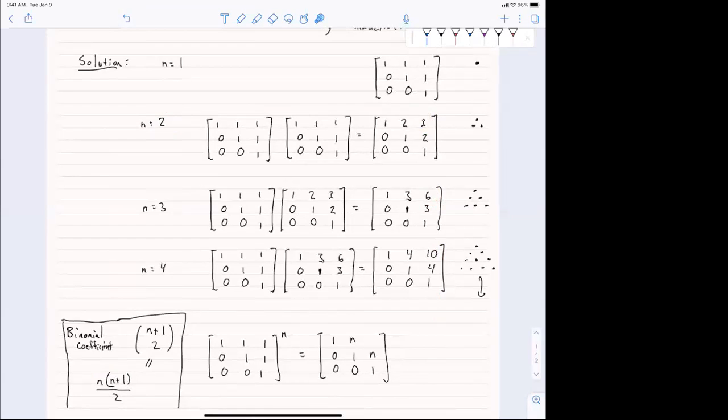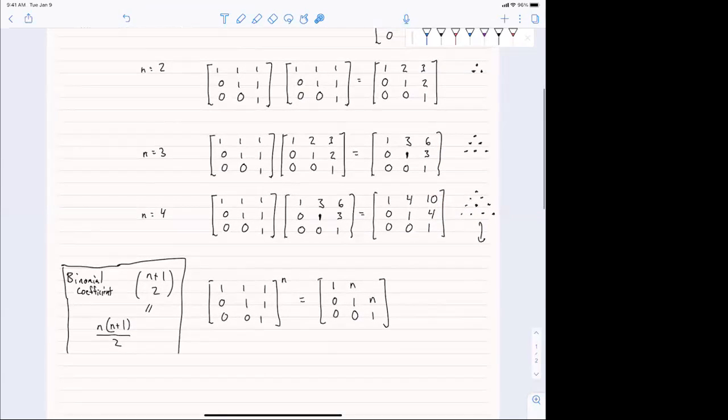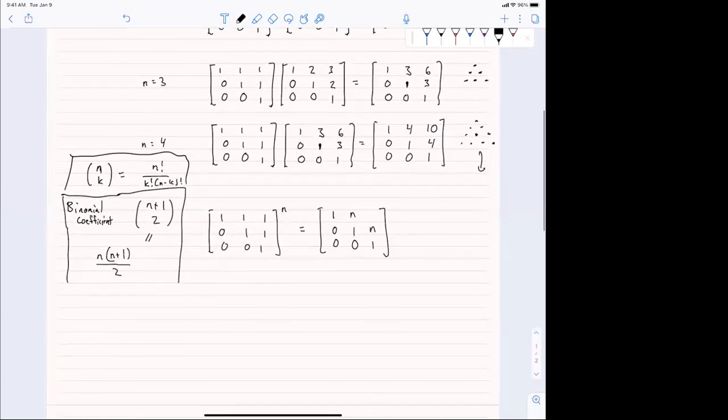So if you don't know binomial coefficients, let me just say a couple of words really quickly about them. In general, there's a formula for n choose k. It's n factorial over k factorial times n minus k factorial. These numbers appear in something that you probably have seen before called Pascal's triangle.